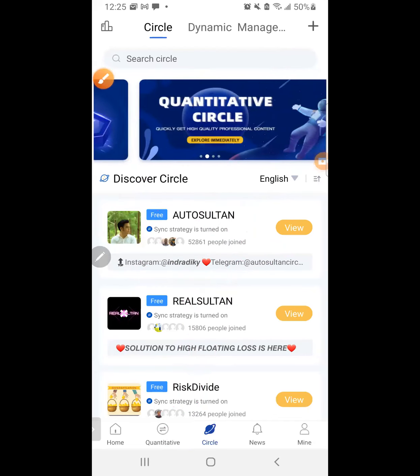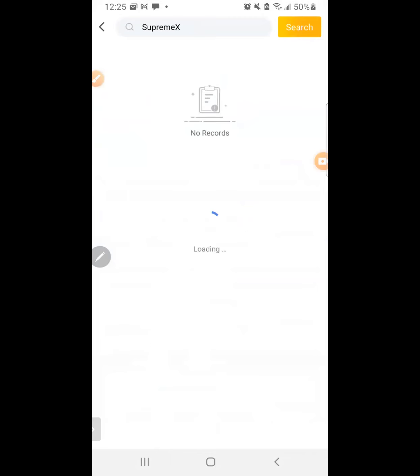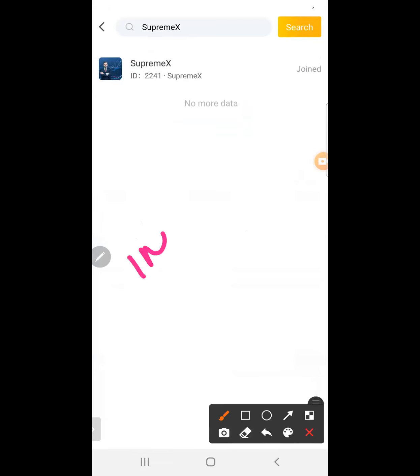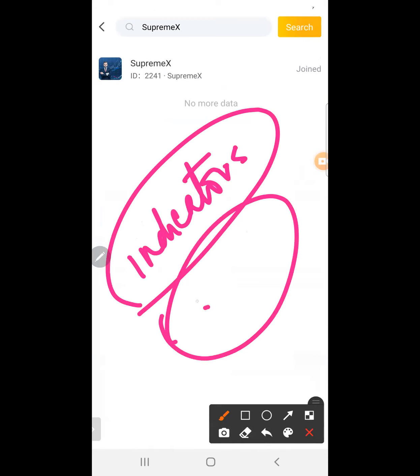But these guys, type in Supreme X. I've seen their stuff. They actually trade using indicators. They do all those things for you. They trade because they change their coin. When a coin sells for you, it will change immediately. It won't buy that same coin again.